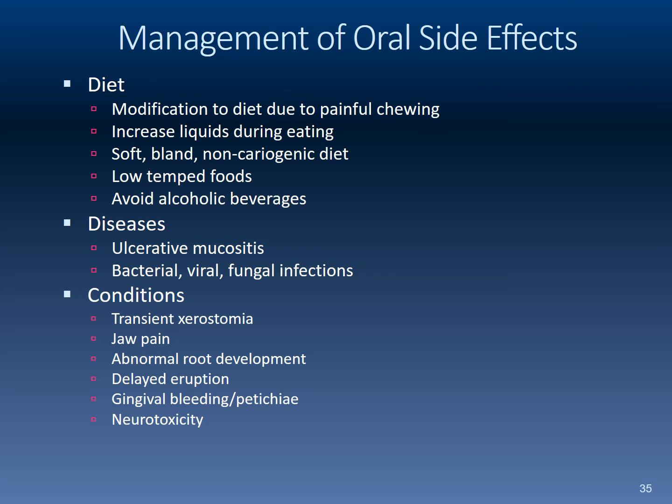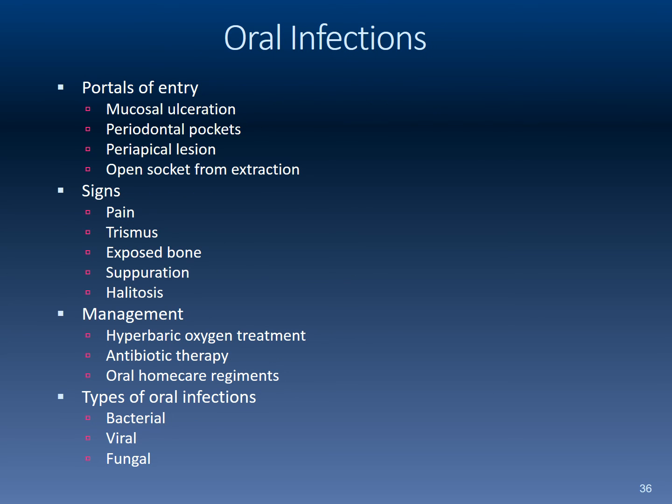It is very important to note that the patient's diet has to be discussed, and evaluating their disease condition for any new situations such as ulcerative mucositis, any bacterial, viral, fungal infections, and any transient xerostomia, jaw pain. In children, we have to deal with root development, delayed eruption, gingival bleeding, and petechiae, any type of neurotoxicity. Secondary oral infections become a primary focus for dental hygiene.